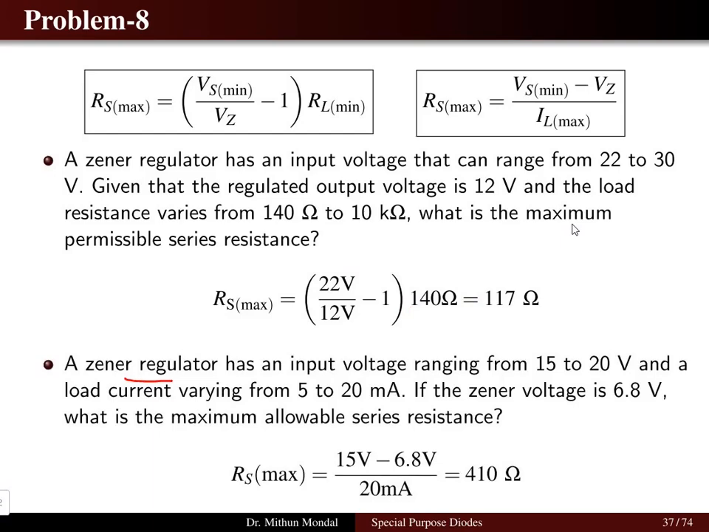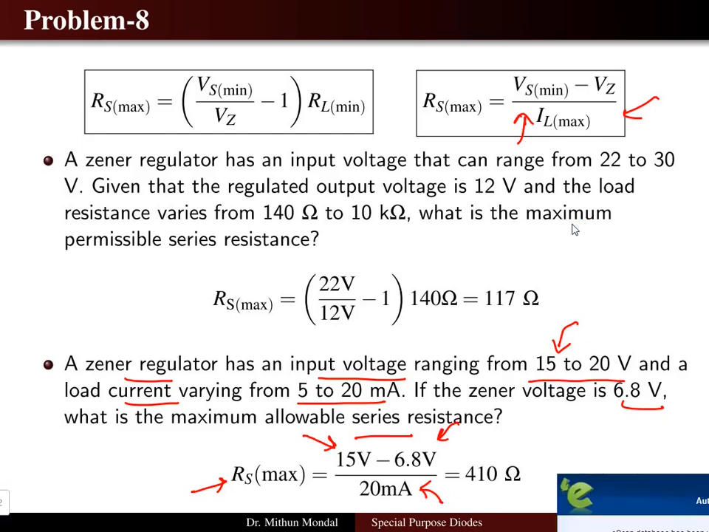The question where we can use this formula: the Zener regulator has input voltage ranging from 15 to 20 volt and the load current varying from 5 to 20 milliampere, 0.8 volt. What is the maximum allowable series resistance? So here we can use this formula to find the maximum series resistance. So 15 volt is the minimum value of the input voltage minus the Zener voltage, divided by the maximum amount of the load current. So that gives 410 ohms as the maximum resistance of the series circuit.